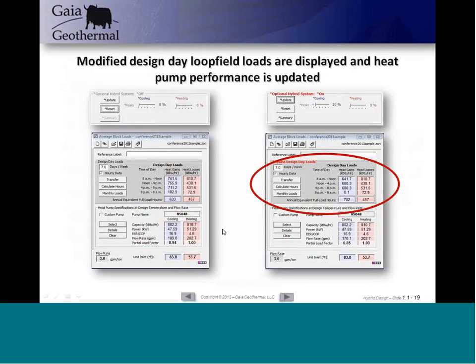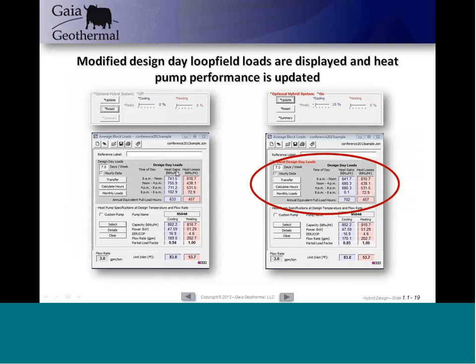So when you do use those sliders, the modified design day loop field loads are displayed, and heat pump performance is automatically updated. So on the left, we don't have any sliders at all, and we see our baseline loads here and our baseline heat pump selection and performance. And then here, when we're using a 10% cooling slider, you notice that the loads have been updated.